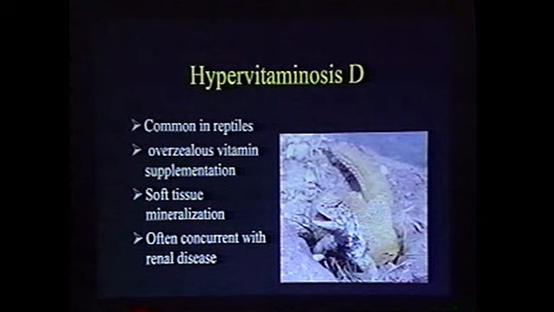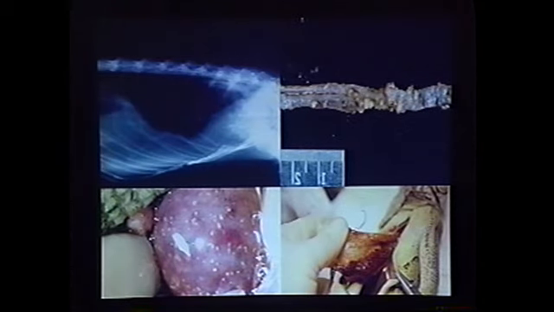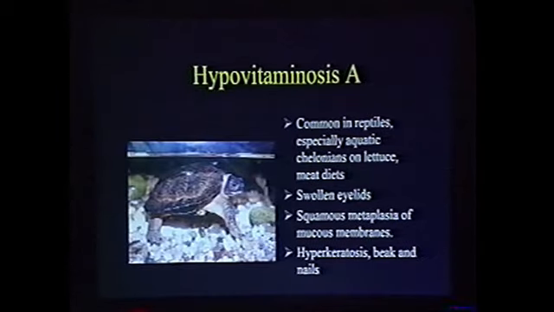Hypervitaminosis D is occasionally seen in reptiles and is generally associated with overzealous vitamin supplementation and subsequent soft tissue mineralization. It can be seen concurrently with renal disease. And again, associated with metastatic mineralization that can be detected radiographically in the aorta. It can be detected grossly in the aorta or in the kidneys and can be associated with pulmonary mineralization in the iguana with subsequent pulmonary hemorrhage.